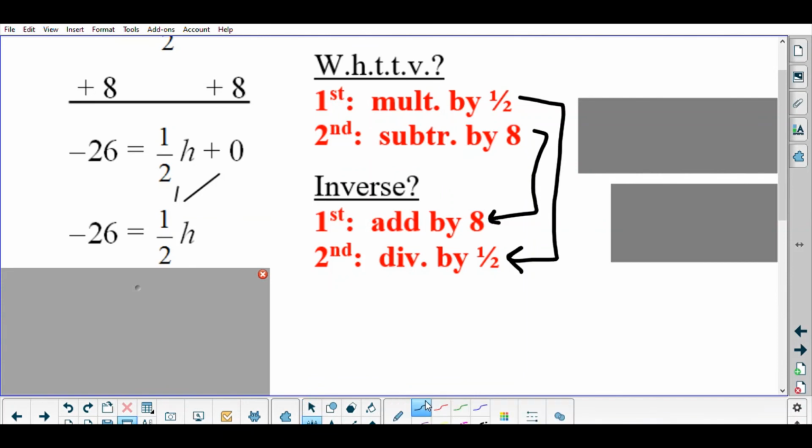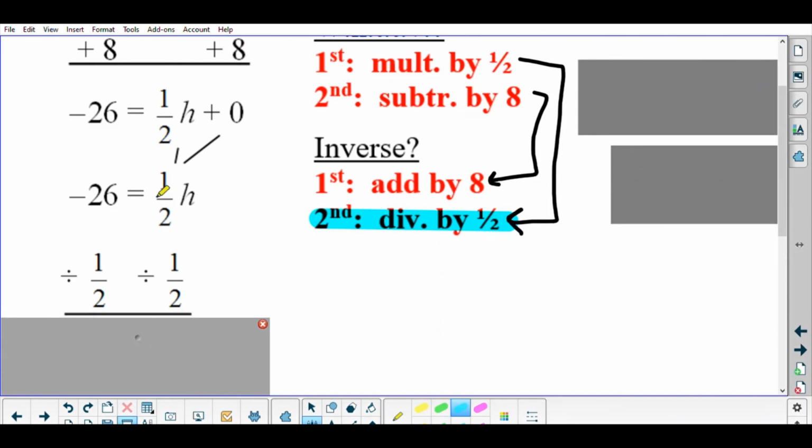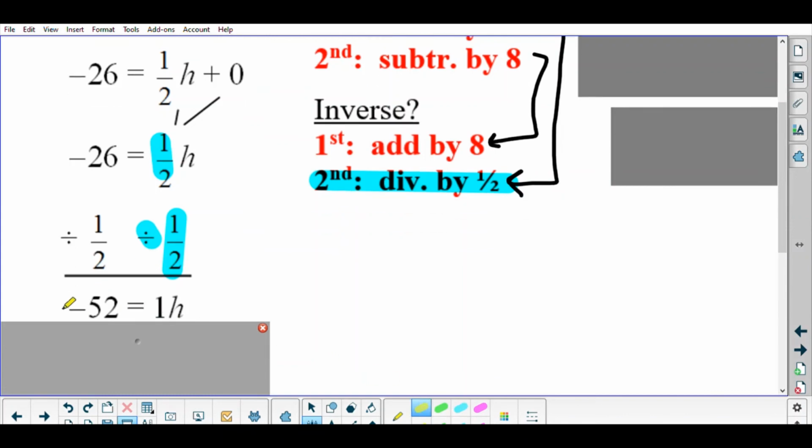Now we will do what we had said was going to be the second inverse operation, which was to divide by 1/2, because that's the inverse of multiplying by 1/2. So check to see, did you divide by 1/2 on both sides? 1/2 divided by 1/2, anything divided by itself is 1. Left-hand side, I hope you didn't accidentally get negative 13. Dividing by 1/2 is not the same as taking a half. Taking a half is actually the same as multiplying by a half.